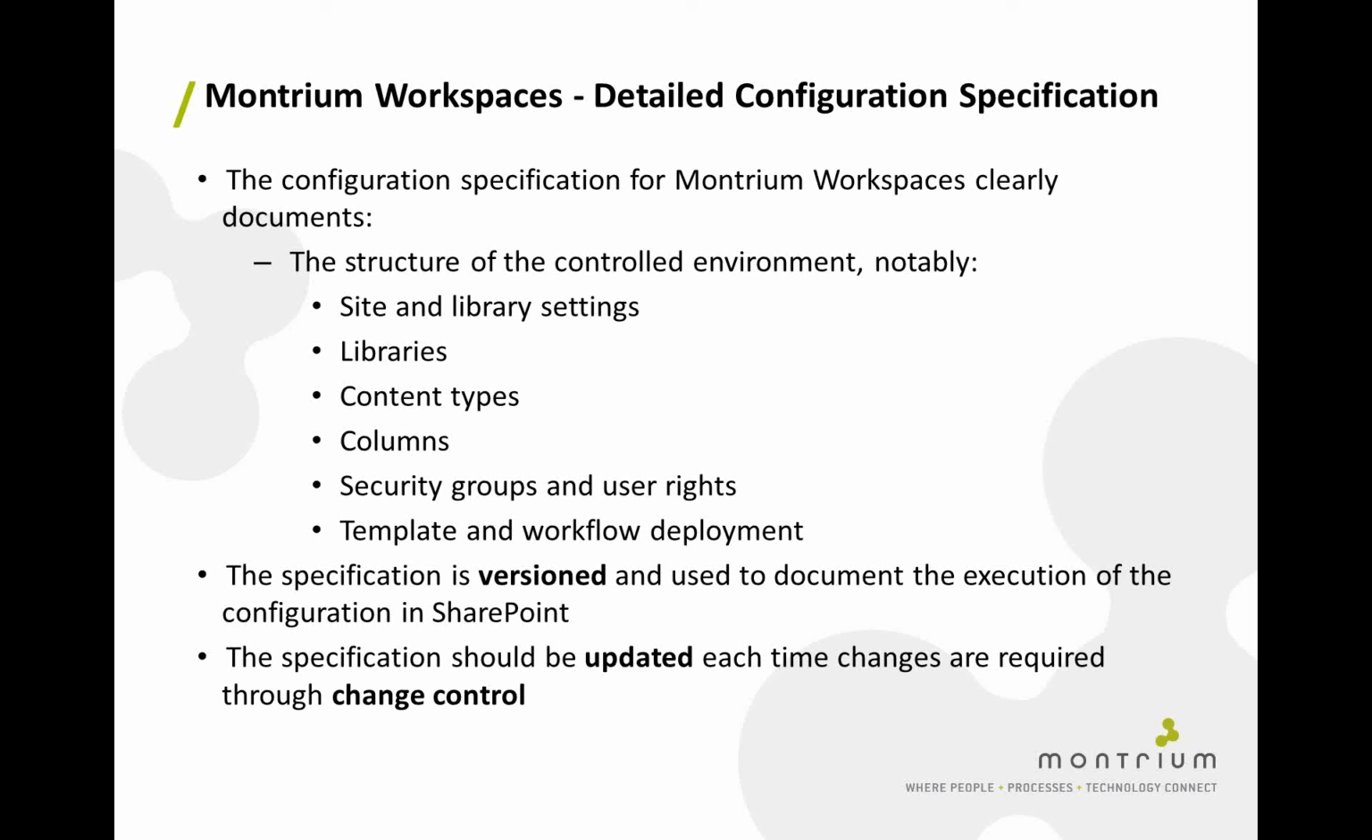So every time we want to make a change to our configuration, we first of all update our detailed configuration specification, we get it approved, we then make the change, we then verify it, and then we close it out. And we maintain that as a version of the configuration which clearly shows us how the system was configured at that point in time. We use our change control procedure to manage this specification document.